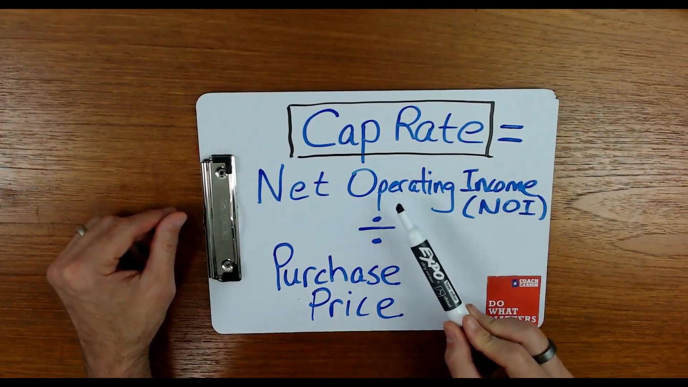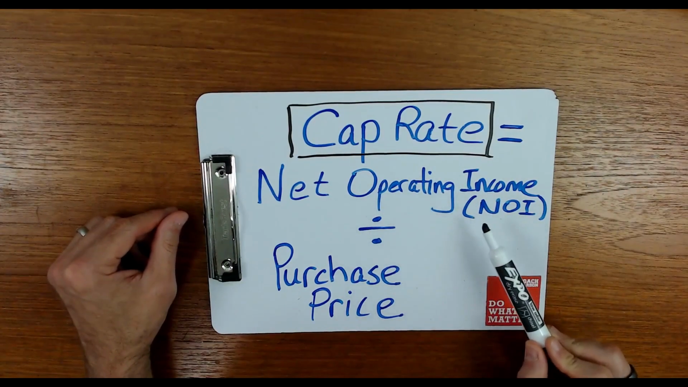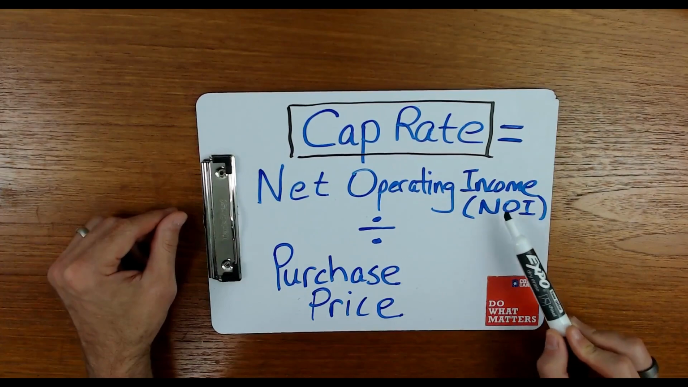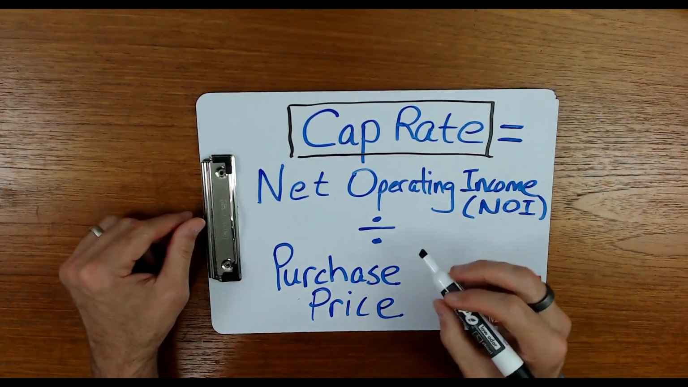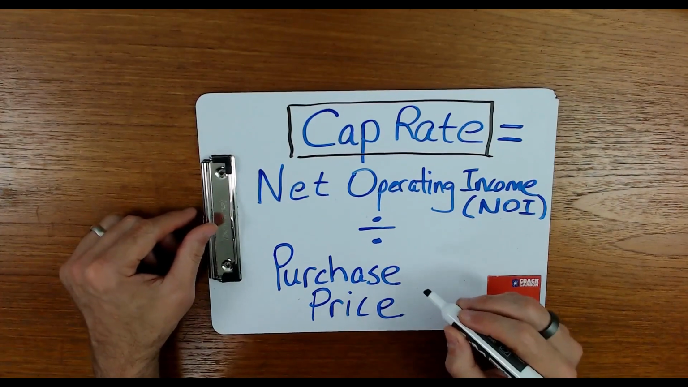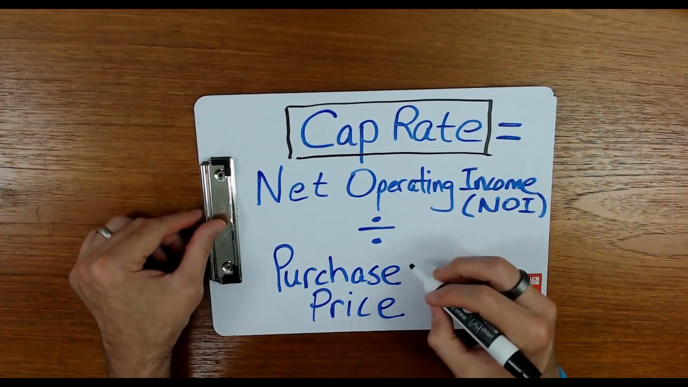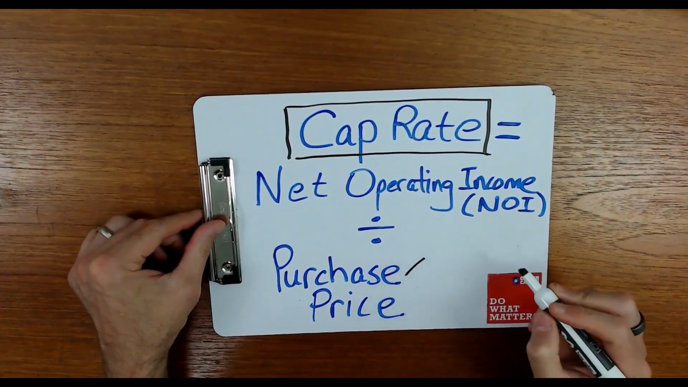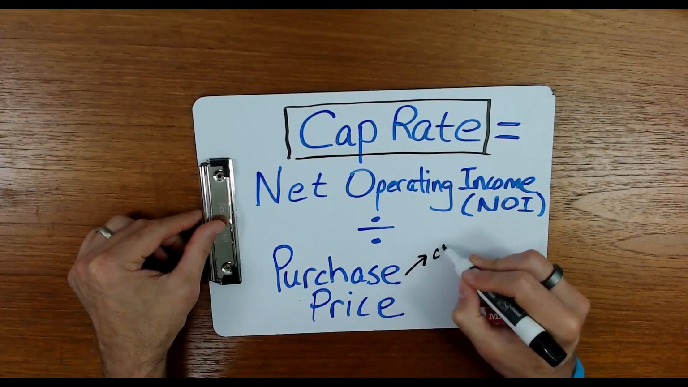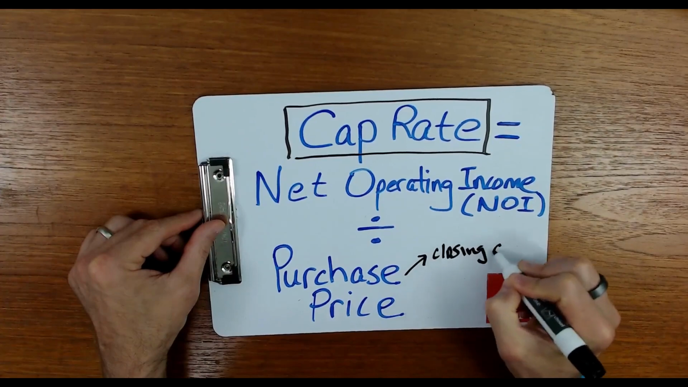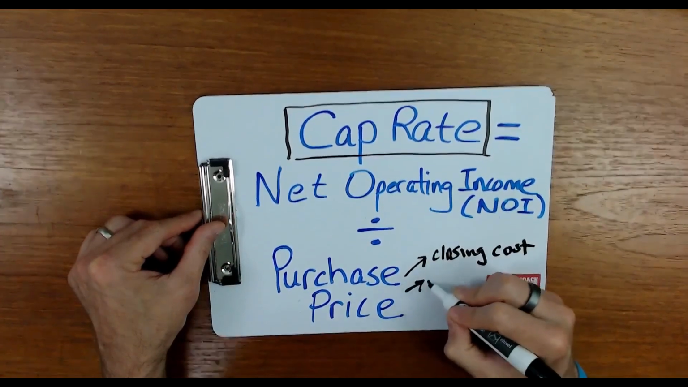And on the top of this formula is net operating income, also known as NOI. And I'm going to unpack that a little bit more in a second. And then the purchase price. Now there's a couple different ways to look at this, and depending on who you talk to, they might use it in different ways. But in most cases, and myself included, when I'm running the cap rate formula, I include the upfront closing costs, and I also include the repair cost.